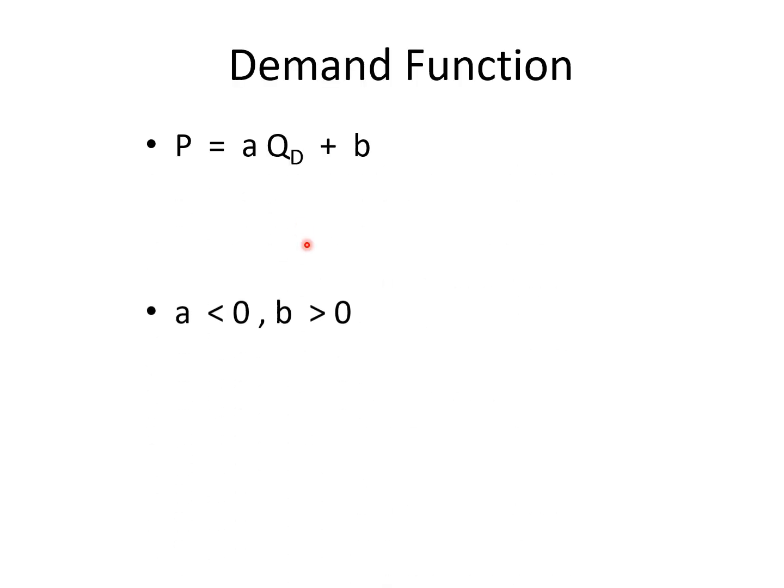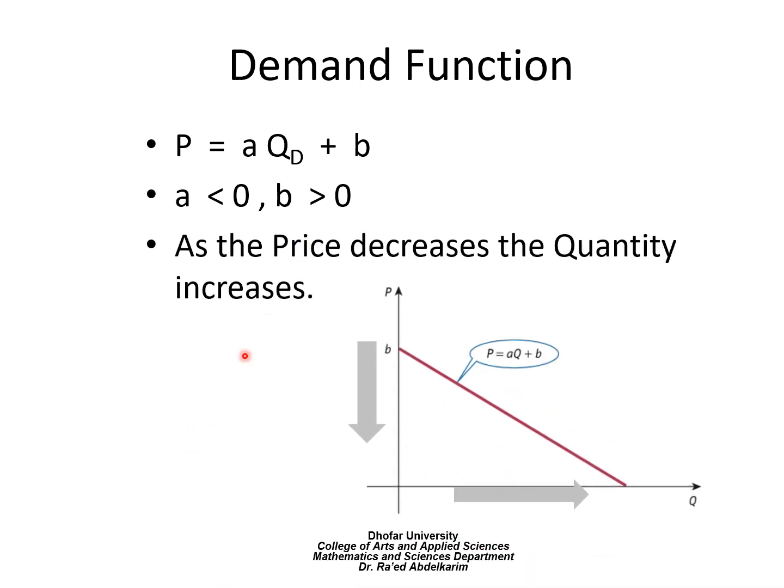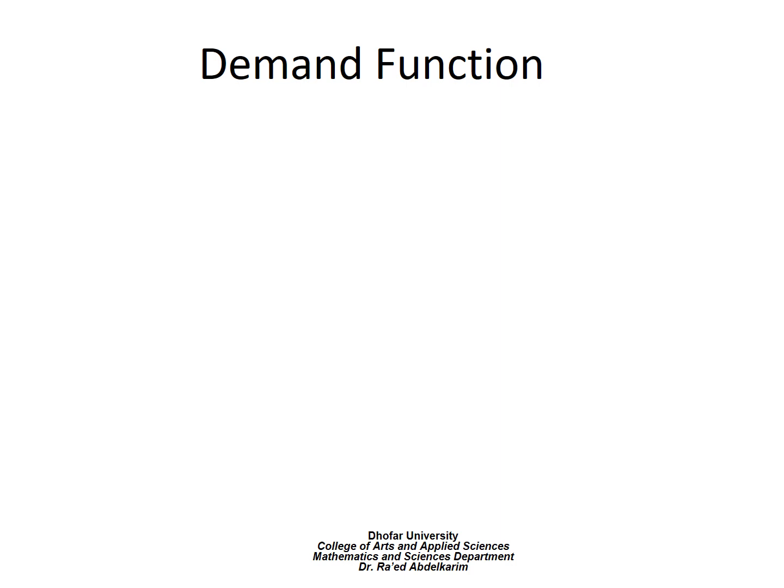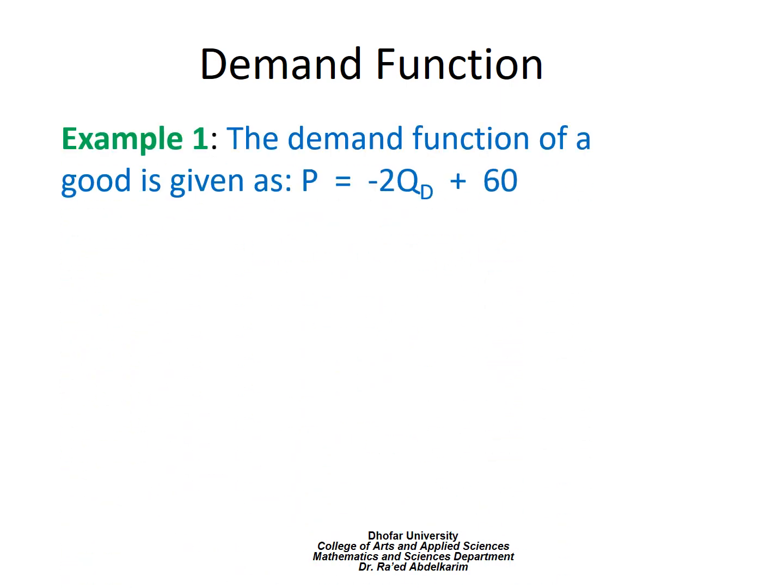Let's continue. You can see in this graph also, this graph illustrates the relation between the price and the quantity demanded. You can see it's a decreasing function. You can see here the line is going down. So as the price is going down, the quantity demanded will increase. This is from the economic theory.